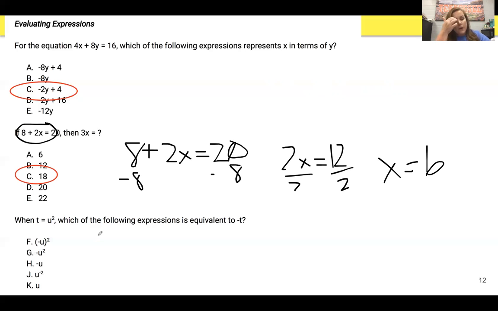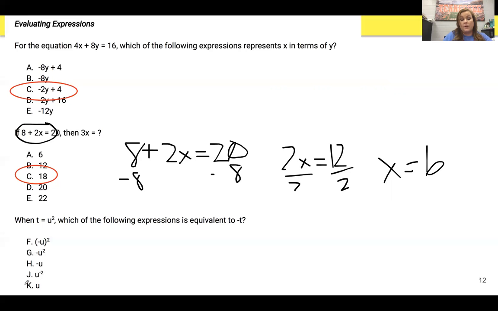Here's another one of those problems where they just give you abstract numbers and they don't tell you. Well, again, I'm going to pick something. When t is equal to u squared, which of the following expressions is equivalent to negative t? Again, you can pick numbers. I'm probably going to go through here and go through the answers, okay?